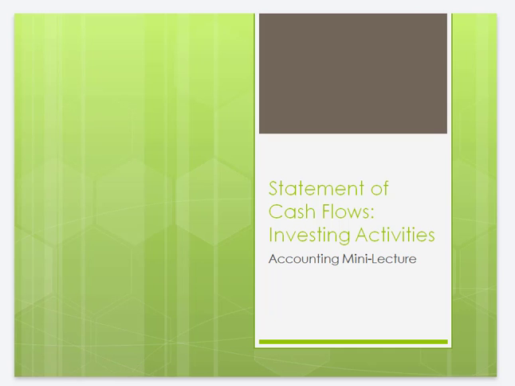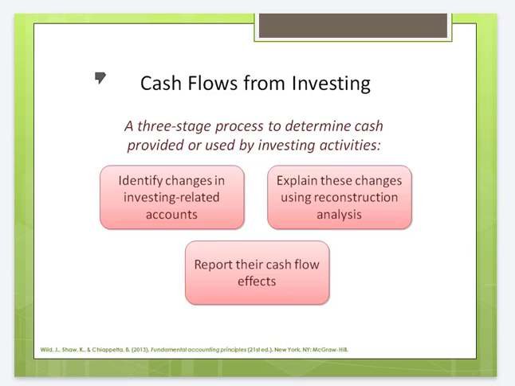This accounting mini lecture covers the investing activities of the statement of cash flows. When we're preparing the investing section on the statement of cash flows, we're going to use a basic three-step approach. We want to first identify changes in the investing related accounts. We're then going to explain those changes by looking at the entries that generated the changes, and then we're going to determine how this impacts our cash flow.